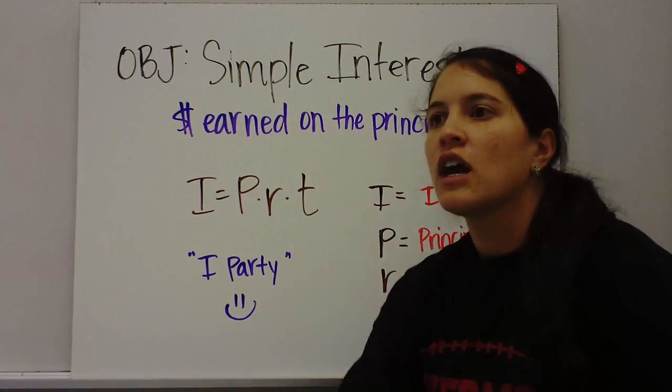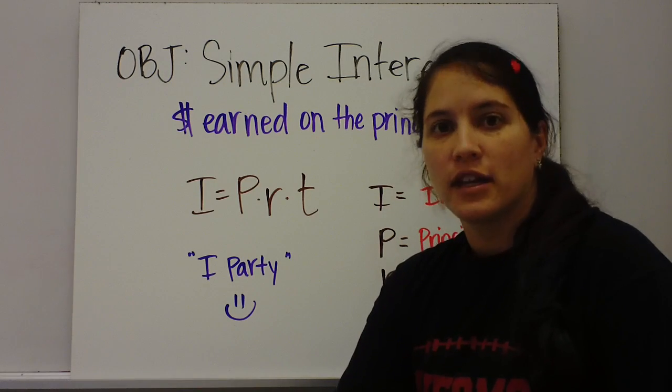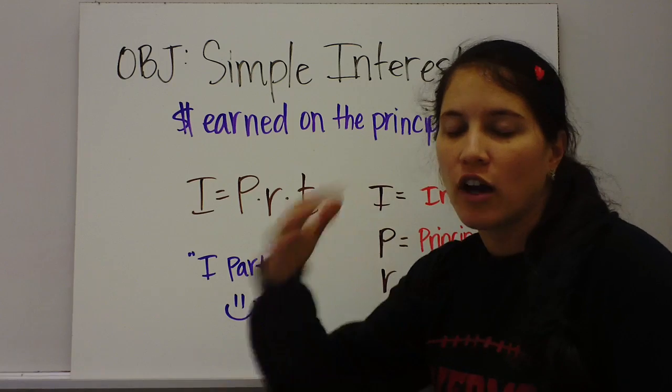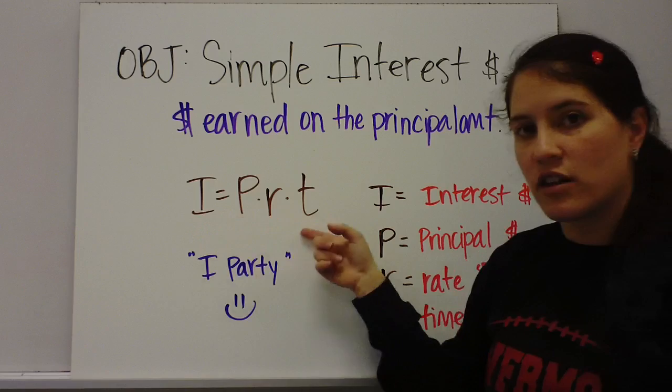Usually you earn interest, like if you put money in a savings account, or if you borrow money from the bank, you have to pay interest back. So it's money that you get over time. And here's the formula. Make sure you get this formula down.